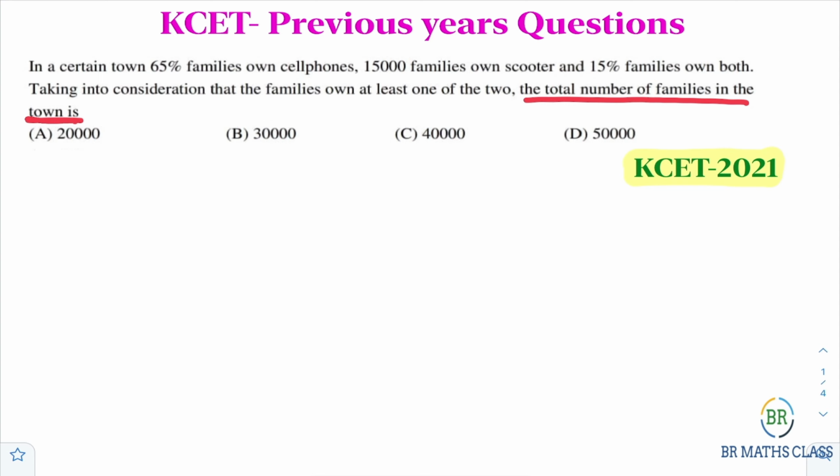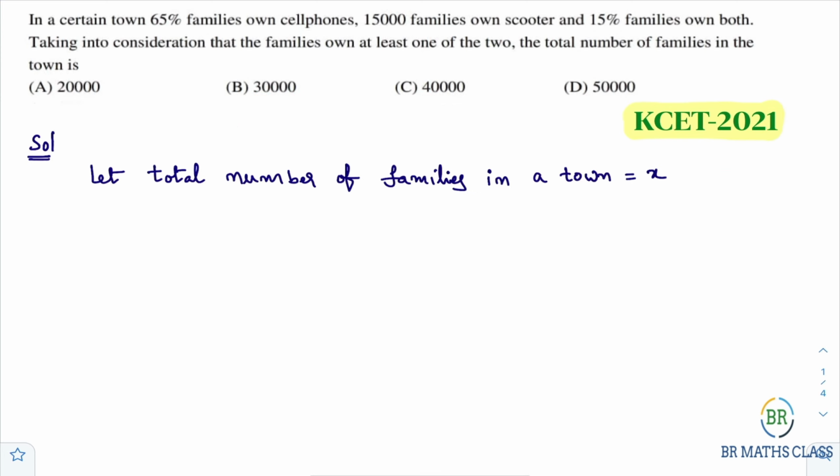Here if you observe the question, by seeing these numbers we can easily say that this is not in percentages. You observe here I have written that let the total number of families in the town equal to X. This is not in percentage. I didn't write X percentage. Total number of families in the town is X. X number of families are there in that town.